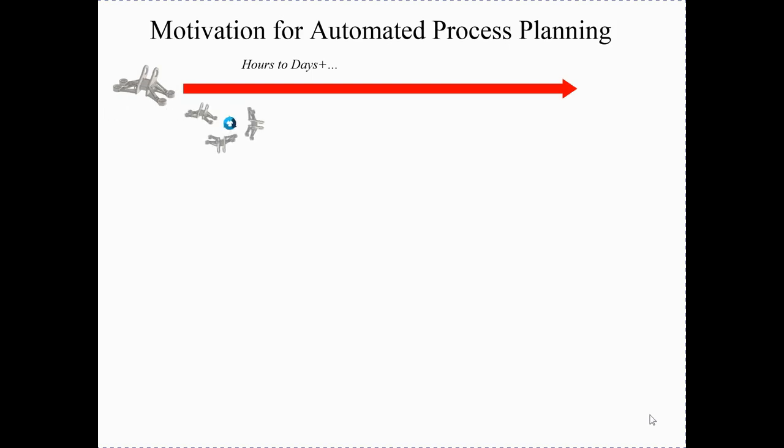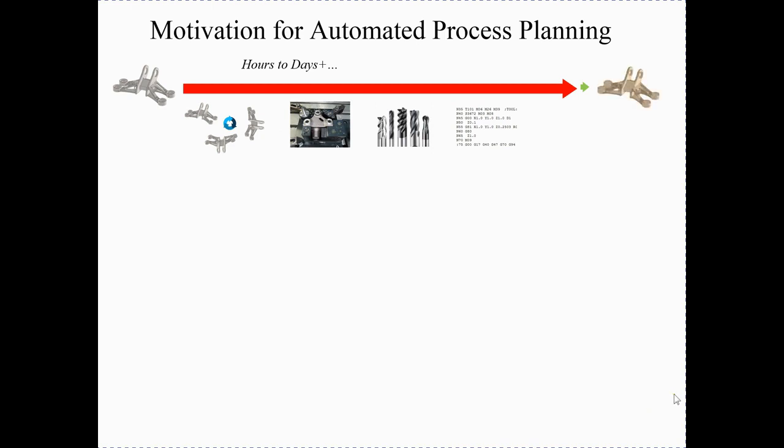This involves determining a set of orientations with which to machine the part, coming up with the fixtures that are going to hold that part throughout the machining cycle, choosing tooling, and of course generating NC code so that we can hit cycle start and generate a component.